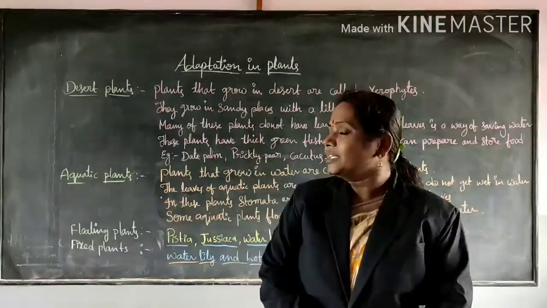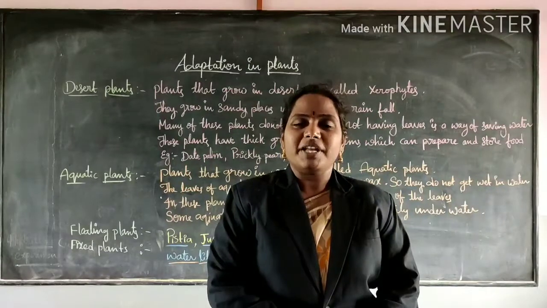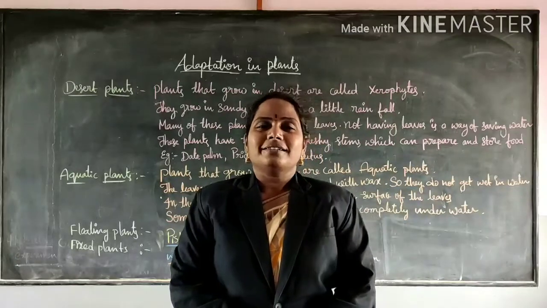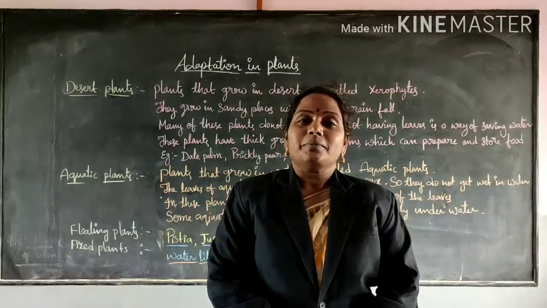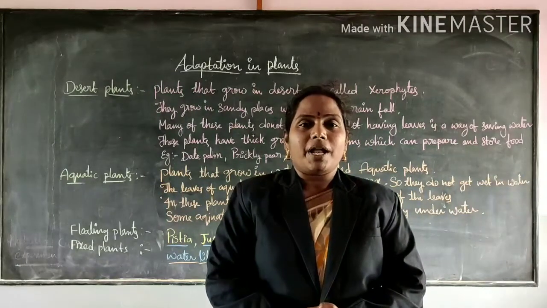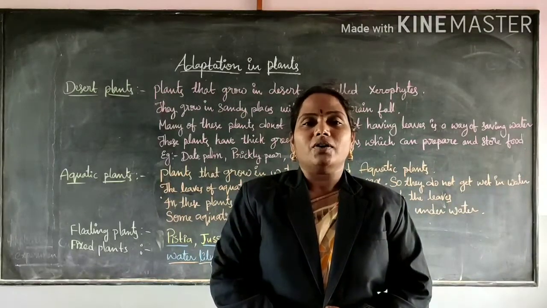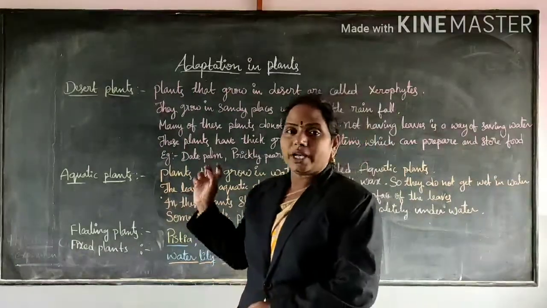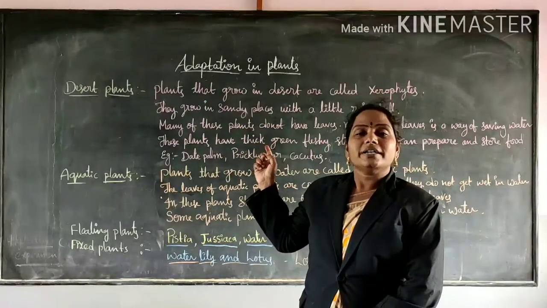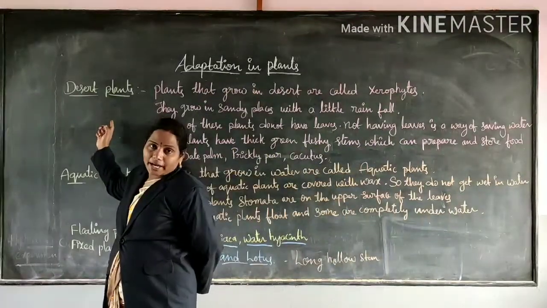Today we are learning about desert plants. In the previous class we discussed terrestrial plants, that is, mangrove plants and cold area plants, the plants which grow in cold areas. Now we are going to learn about desert plants. They come under what? Terrestrial plants.